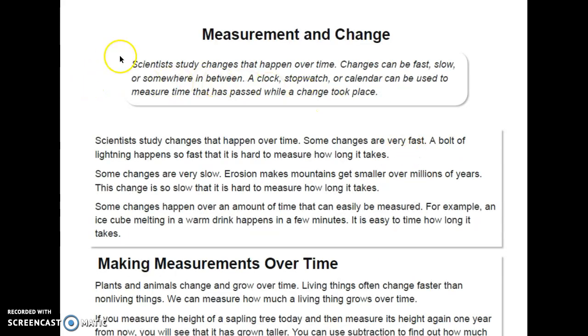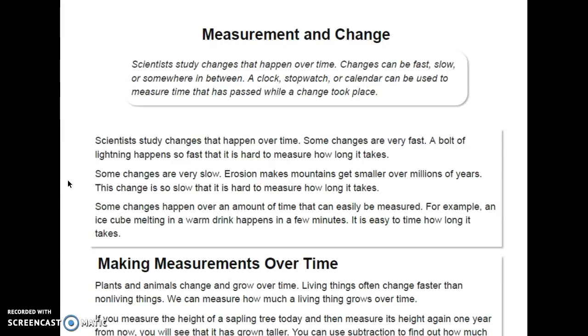Measurement and change. Scientists study changes that happen over time. Some changes are very fast. A bolt of lightning happens so fast that it is hard to measure how long it takes. Some changes are very slow. Erosion makes mountains get smaller over millions of years. This change is so slow that it is hard to measure how long it takes.